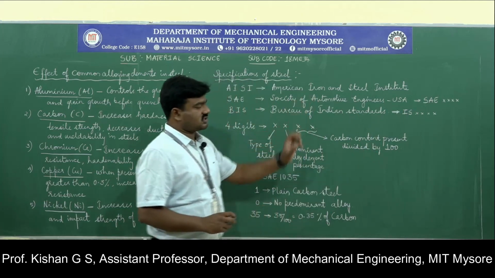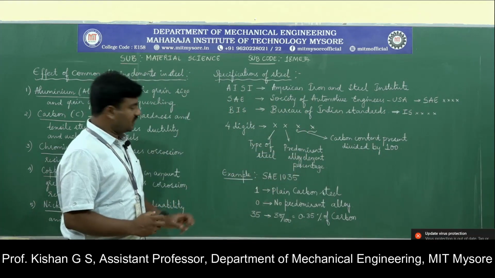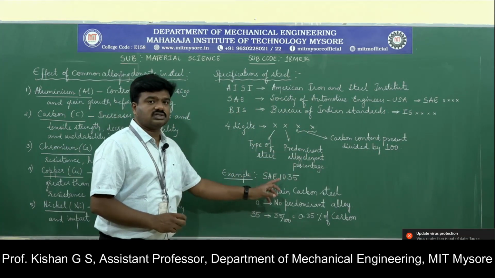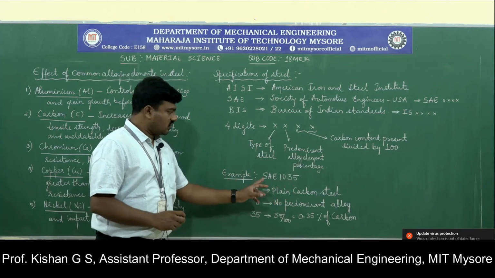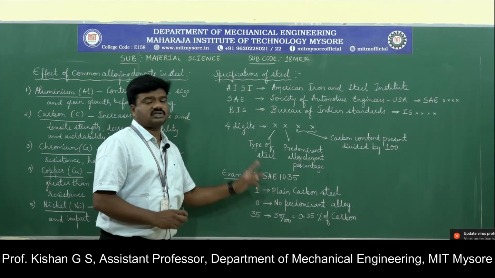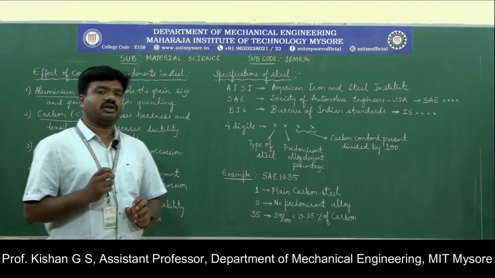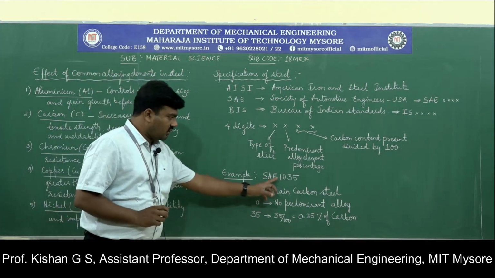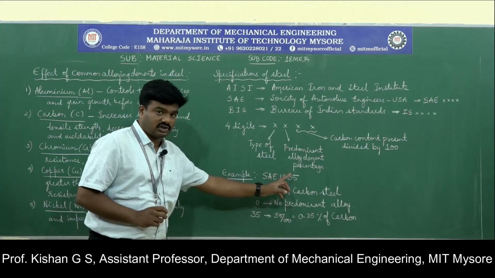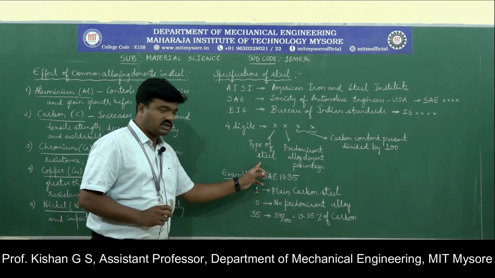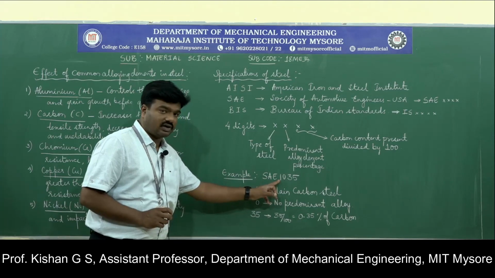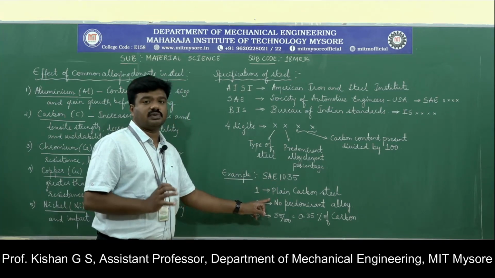To assess this, we have taken one simple example, that is SAE 1035. Here SAE represents the standard or specification by the Society of Automotive Engineers USA. The 1, that is the first digit in the 4-digit series, represents the type of steel. 1 is for plain carbon steel.